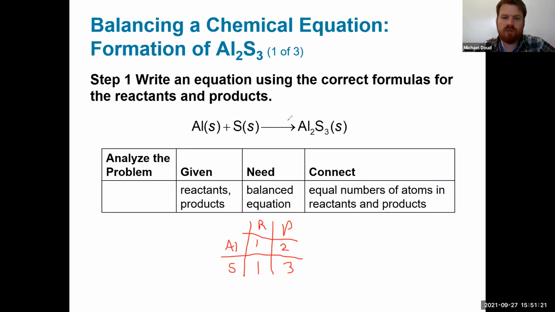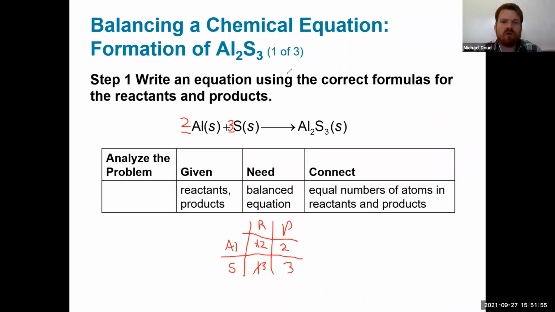So now what we can do is we look for ways to match these up. In our reactant side, we only have 1 aluminum, and we need 2. So what we can do is add a coefficient in front of aluminum. If instead we had 2 aluminums, that's 2 times aluminum. That gives us now 2 aluminums in the reactant side, matching the 2 in the product side. Same thing with sulfur. We can add a coefficient in front of the sulfur to give us 3 sulfur atoms in the reactants to match our 3 sulfur atoms in the products.